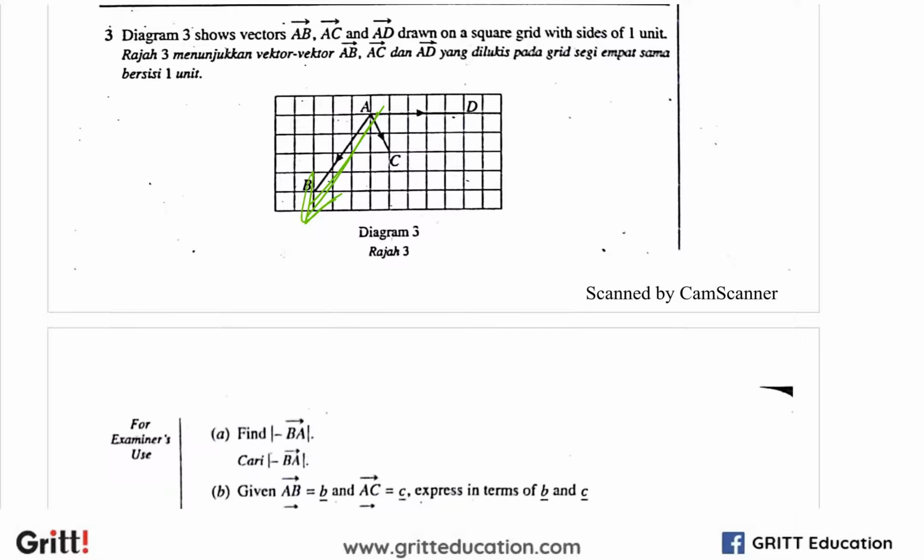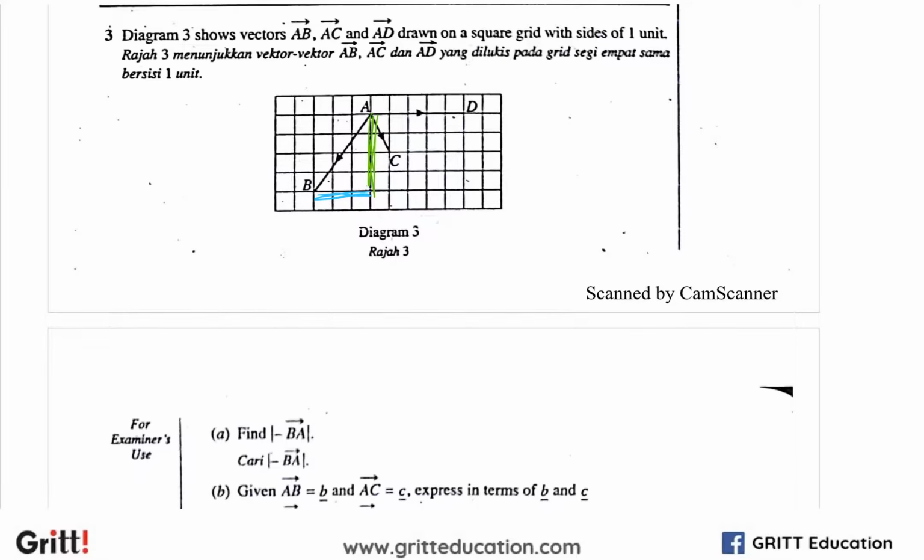When they put that modulus sign over there, what it means is that they're asking for the magnitude of that line. So technically, they're asking for the length of that line in the number of units. So the way you want to do it is by using Pythagoras theorem. So you use this length and this length.